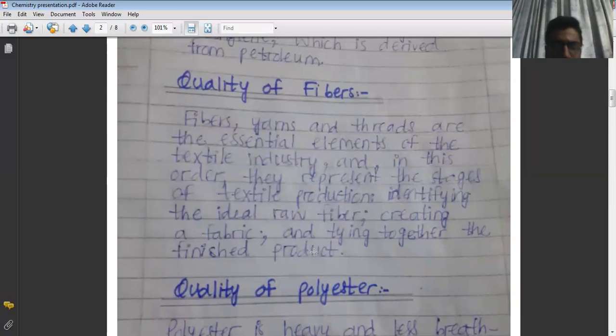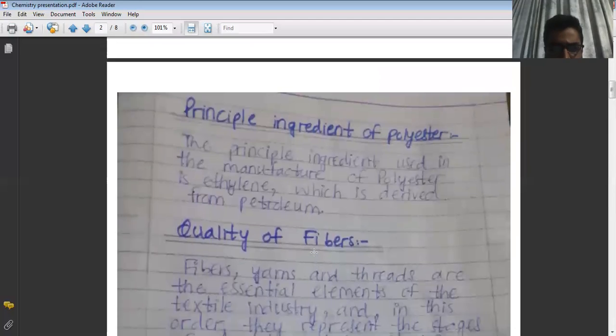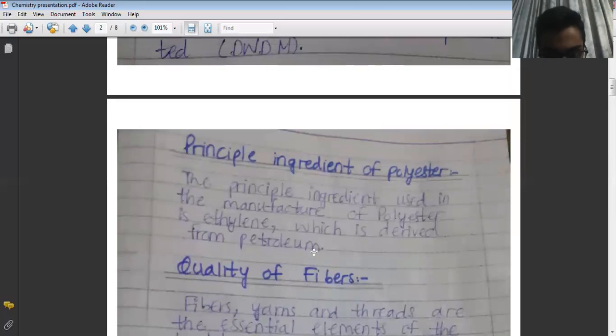Quality of fibers. Basically, quality affects the impurity and purity of the fibers. Fibers, yarns, and threads are the essential elements of the textile industry, and in this order, they represent the stages of textile production: identifying the ideal raw fiber, creating a fabric, and trying to gather the finest product. The principal ingredient used in the manufacture of polyester is ethylene, which is derived from petroleum.